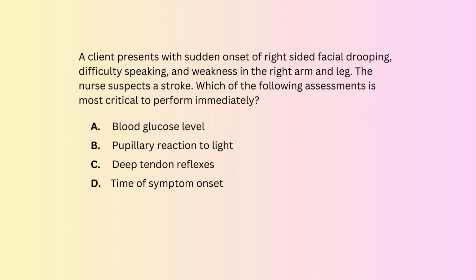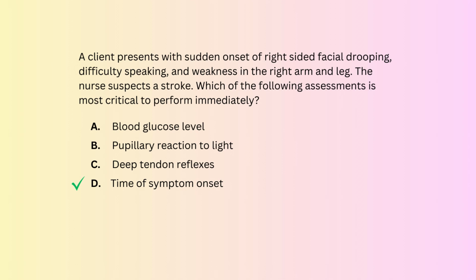A client presents with sudden onset of right-sided facial drooping, difficulty speaking, and weakness in the right arm and leg. The nurse suspects a stroke. Which of the following assessments is most critical to perform immediately? A. Blood glucose level. B. Pupillary reaction to light. C. Deep tendon reflexes. D. Time of symptom onset. The correct answer is D.